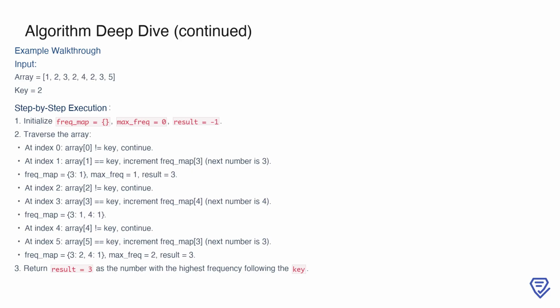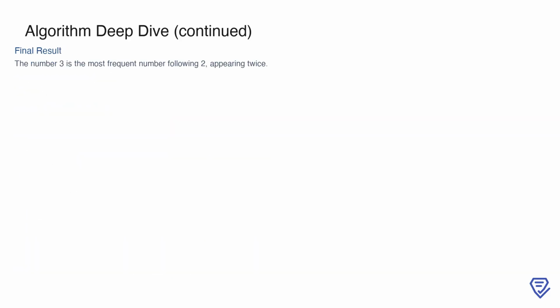After completing the traversal, we return 3 as the number with the highest frequency following the key. In conclusion, the number 3 is the most frequent number that follows the key 2 in the given array. It appears twice, which is more often than any other number.